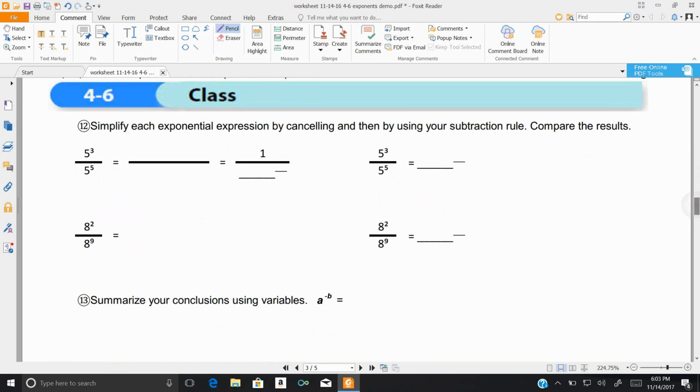We're actually going to do that. I'll go through this really quickly. We're going to do that to investigate some other things. So in this case, we have 5 to the 3rd power, which is 3 5s in the numerator, and 5 to the 5th power in the denominator.